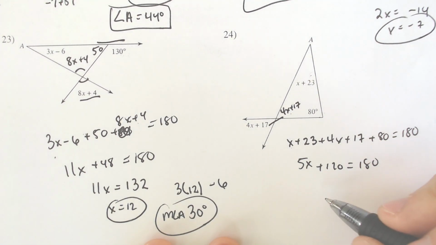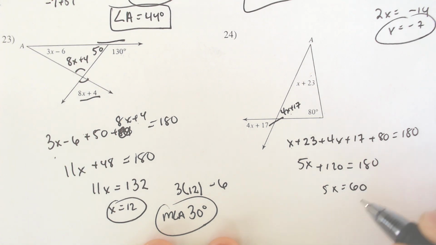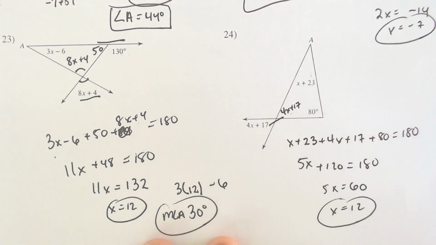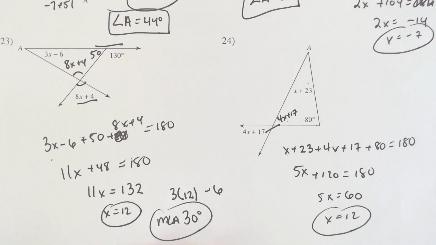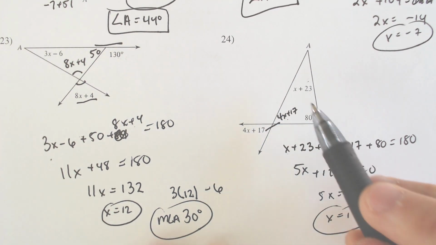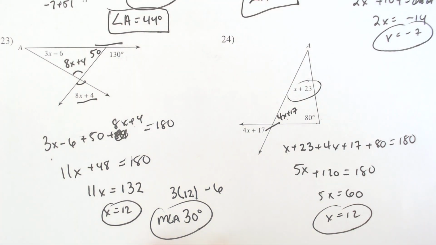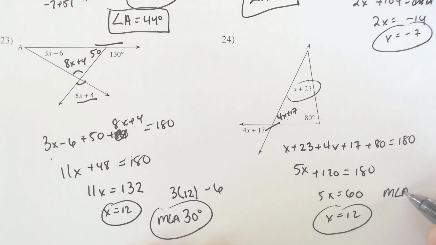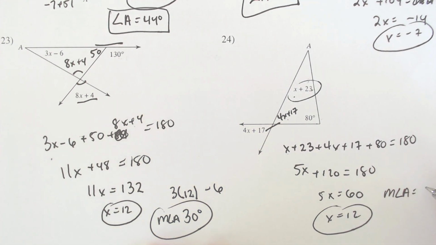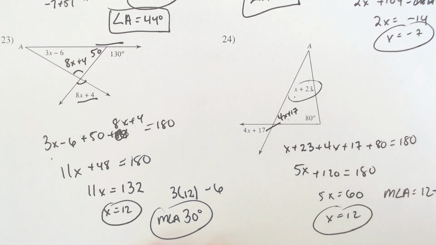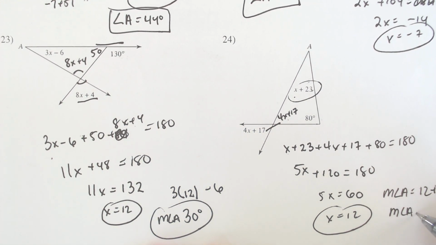Move the 120 over. You get 5x is equal to 60. And then when we divide, you get x is equal to 12. Kind of a theme. Plug in that 12 for angle A. Angle A is up here, so the measure of angle A in this case would equal 12 plus 23, which is 35 degrees.